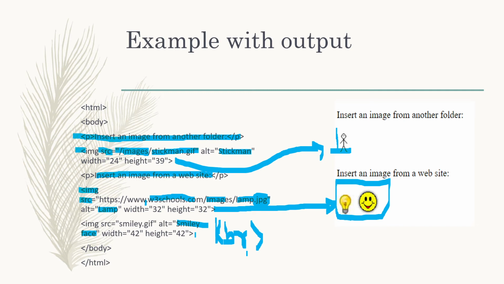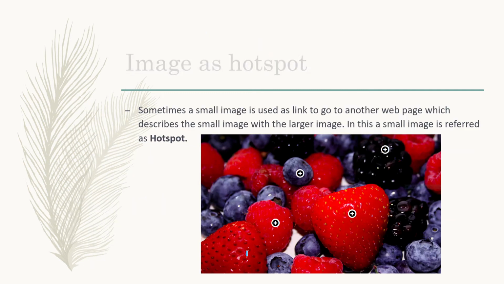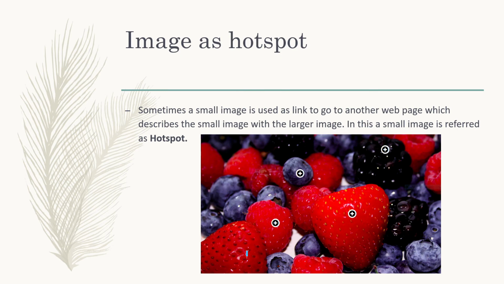Okay, next, this is image as hotspot. Sometimes it happens that while moving through a website, you see one image, and within that image small images are there. While clicking on those images, you are moved to some other image which is bigger in size. So that image which is smaller in size is referred to as a hotspot.